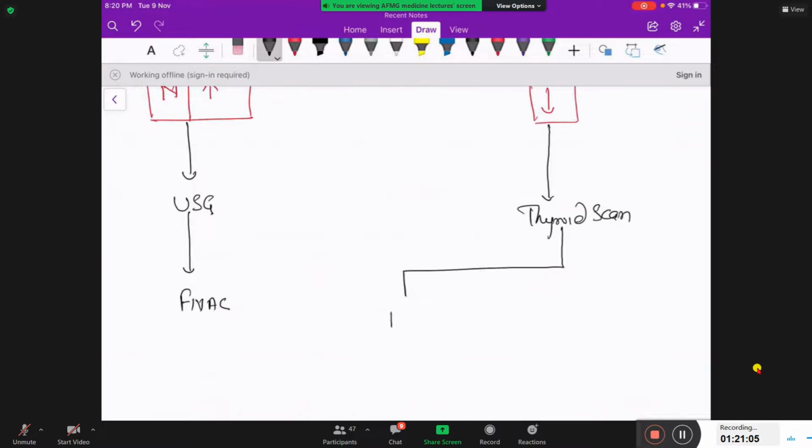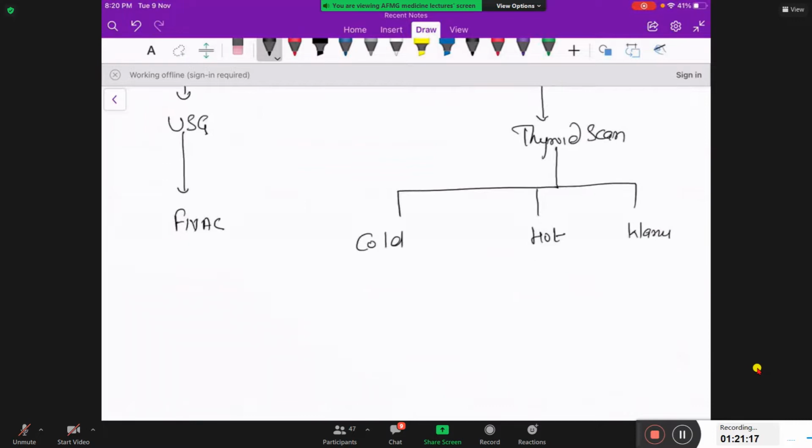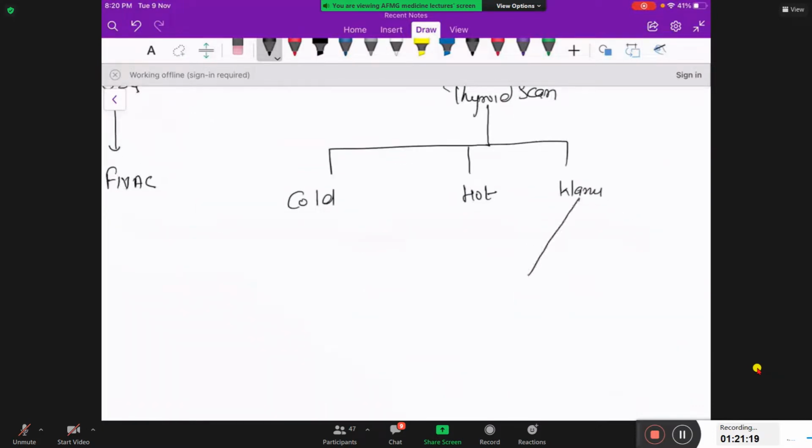In thyroid scan, you may have a cold nodule, you may have a hot nodule, you may have a warm nodule. Agreed? If it is a warm nodule, then the next option is radioactive iodine 131 or anti-thyroid drugs. Rarely, sometimes surgery. Most of the time we manage with anti-thyroid drugs.